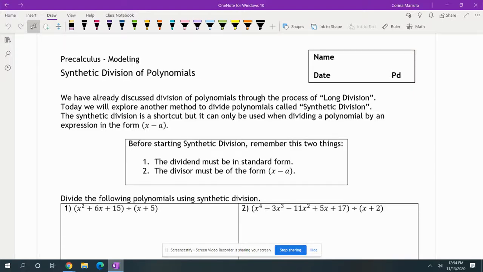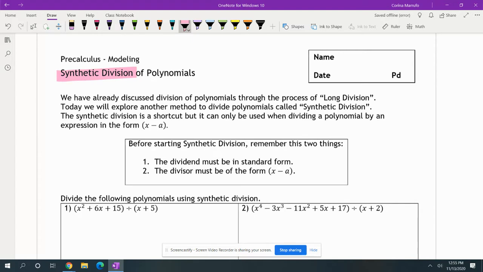So we're still dividing polynomials. We're still working with polynomials, but this time we're dividing them. We used long division last time, and so we have a little shortcut called synthetic division. Now, synthetic division does not work with every single problem, so that's why we have to teach you both, okay?